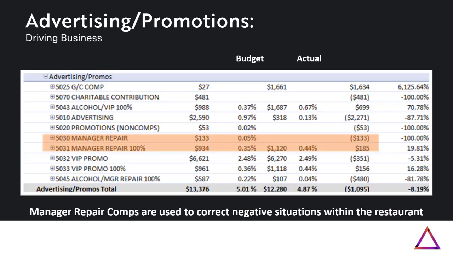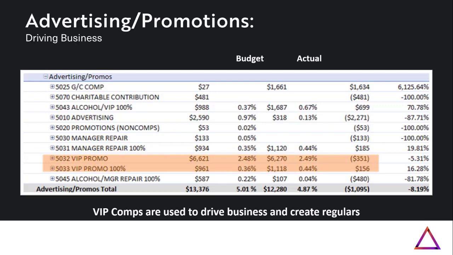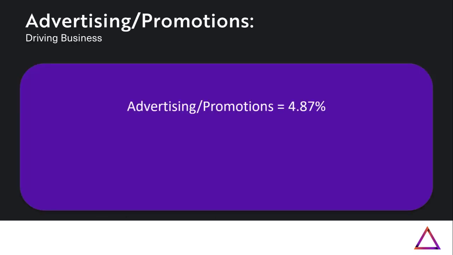Manager repairs are for the things that could have a negative impact on the guest experience, where VIP promo are for items that drive revenue. All in all, the total advertising expense in our example is 4.87%. So 27 cents remains from our dollar.